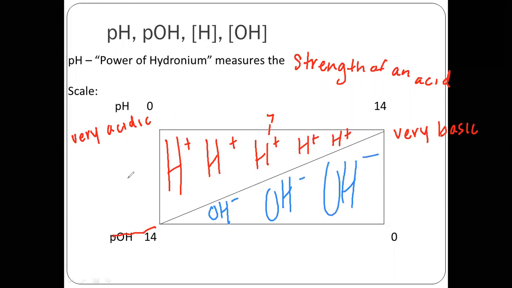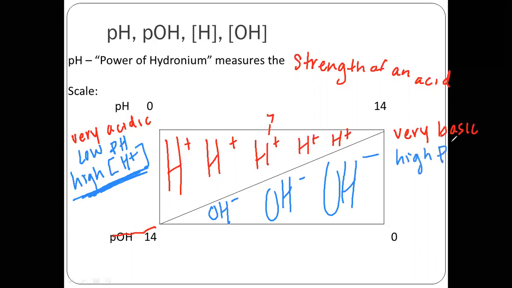So even though it's very acidic, you might have a tiny bit of OH. Very acidic has a low pH. That also is something that's tricky, because a low pH means you have a high concentration of H+. If you're very basic, you have a high pH with a low concentration of H+. So you have more OH than you would on this side.